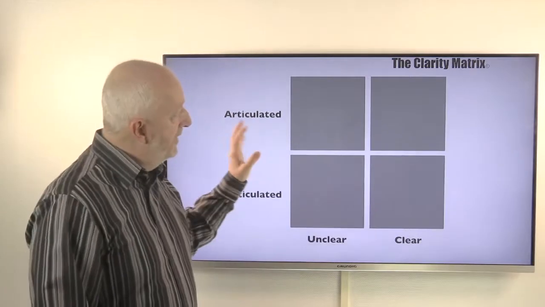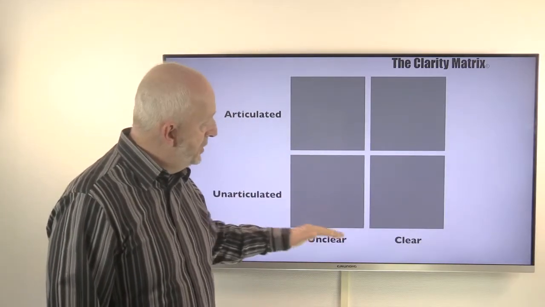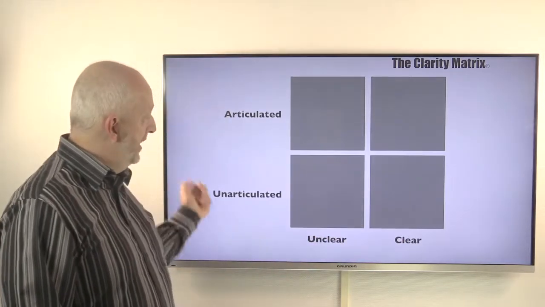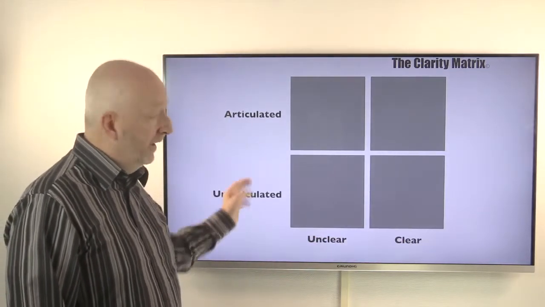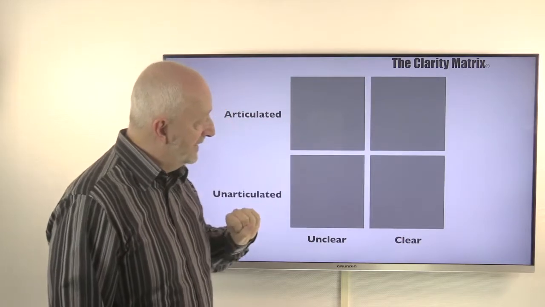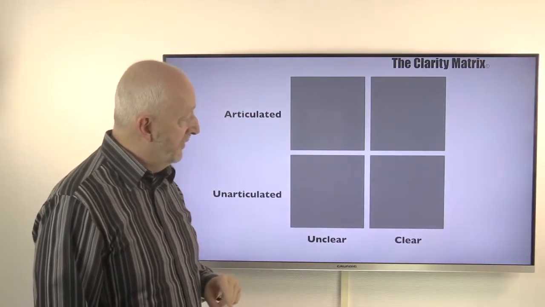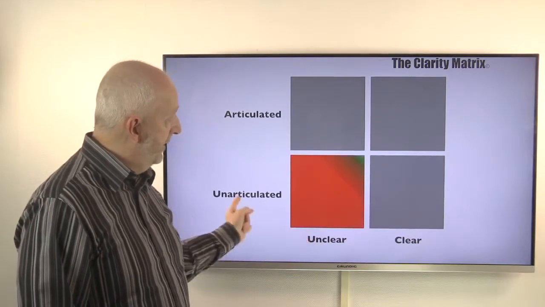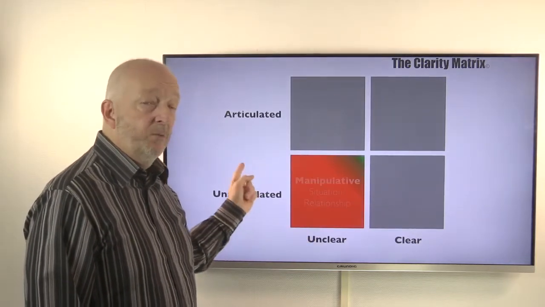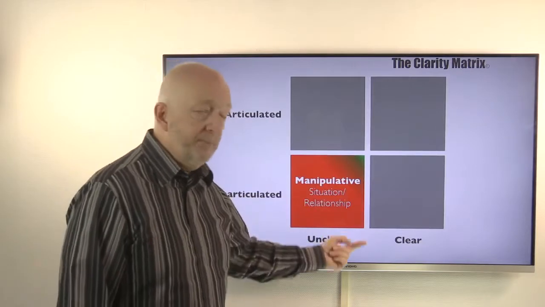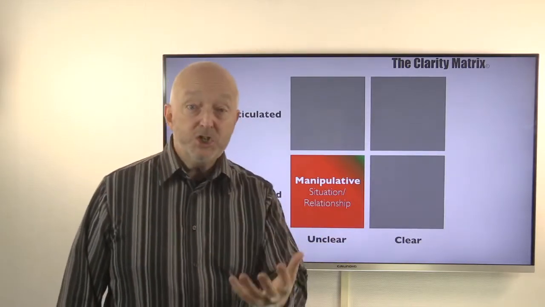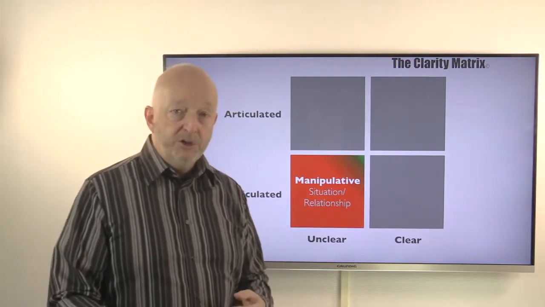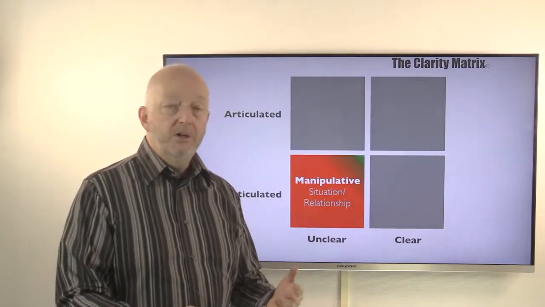So we have the clarity matrix, and we have two axes. We have clear, unclear, and we have articulated and unarticulated. So we have four fields here, and I go through each and every one of these four fields. The first field we talked about was unclear and unarticulated, and what was that? That was the manipulative situation, relationship, organization, where people are playing each other due to their own agendas.